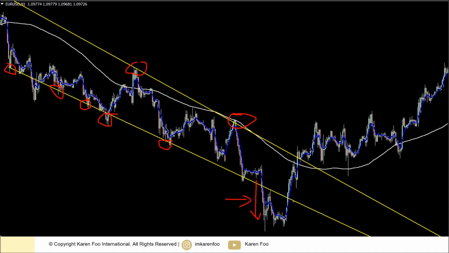Okay, so try not to trade breakouts on the prevailing trend, especially when it occurs at the end of a downtrend. Okay, so with that, I'll talk to you in the next lesson.